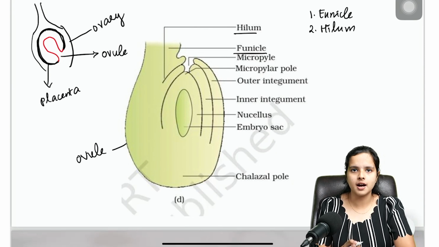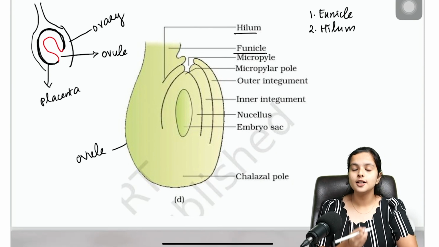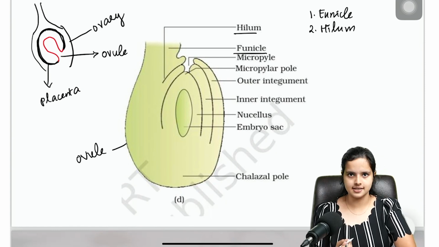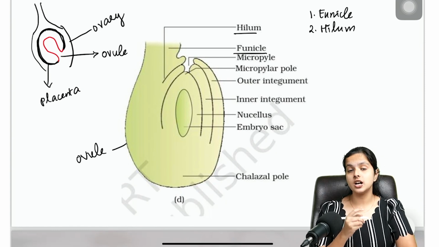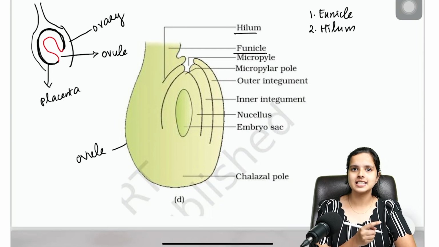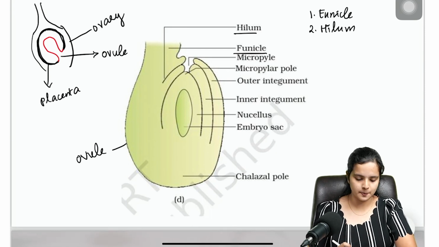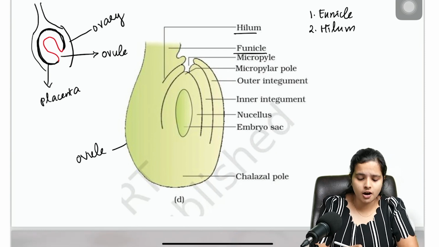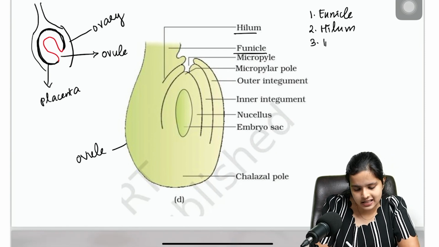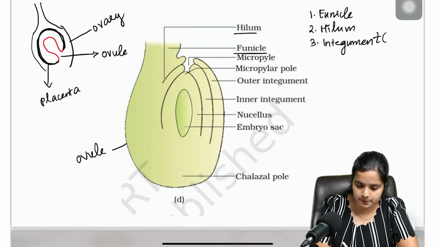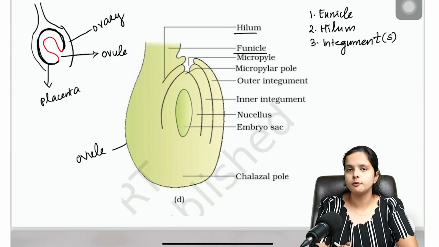It's again marked in the figure. So what is funicle? Funicle is the stalk that connects the ovule to the placenta. And there is a junction between the funicle and the ovule, and that's known as hilum. I hope both these terms are clear. Now moving on, you have the third part, which is known as an integument, or integuments. It can be in plural because in many plants you have more than one integument.